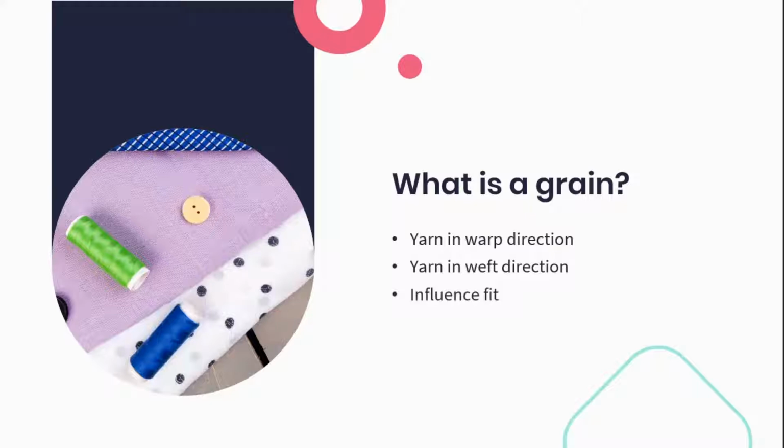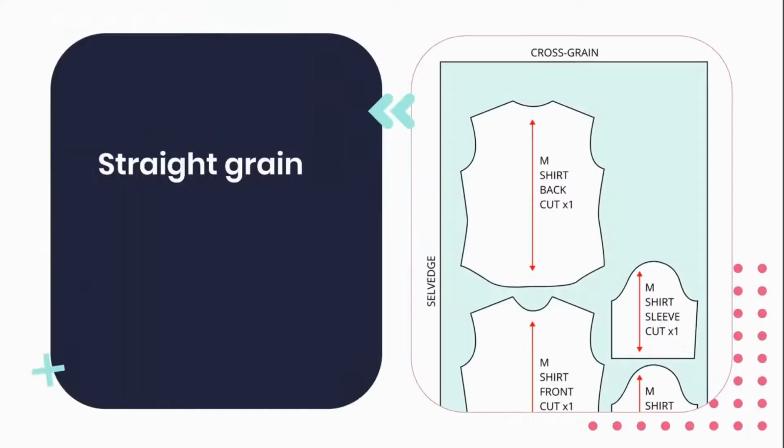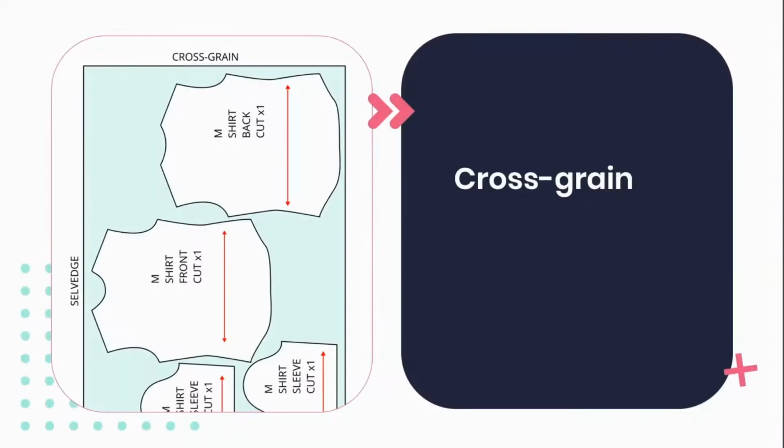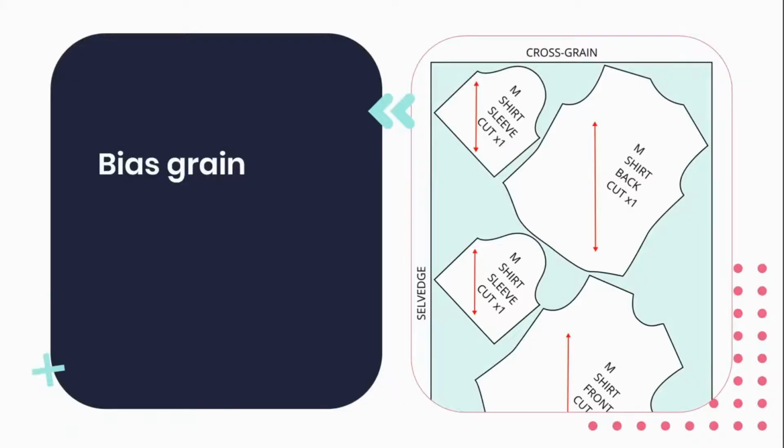So let's quickly go through the grains again. The straight grain. This is the most common grain because it is considered the strongest grain. When placing the pattern pieces on this grain, it will be parallel to the selvage as you can see on the image. The cross grain. When you place the pattern pieces on this grain, it is at a 90-degree angle to the selvage as you can see. These are generally used when you want to create a decorative effect. A good example of this is to place a circle skirt on the cross grain because it uses most of the width of the fabric. And then we get the bias grain.